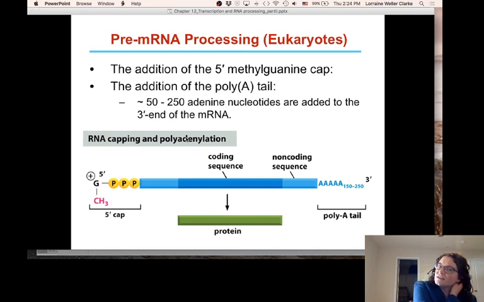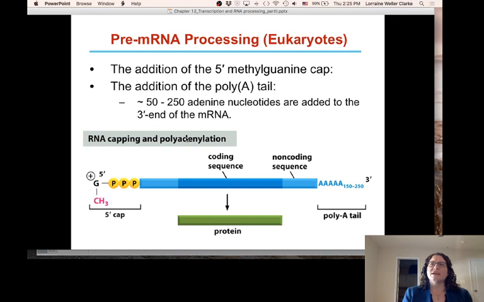So one of the key things here is the addition of this 5' what's called the methylguanine cap. And then also an addition of a poly A tail, okay? The poly A tail is not going to build any proteins here, okay? Up to 250 A's can be added to the end of the mRNA. Remember why we add things like telomeres on the end of our chromosomes. The poly A tail acts in a similar way, okay?